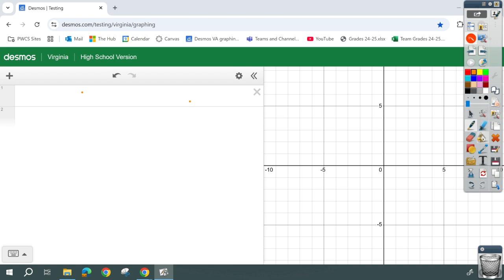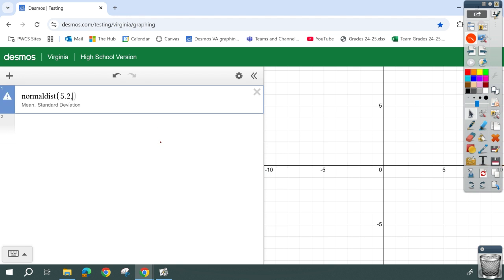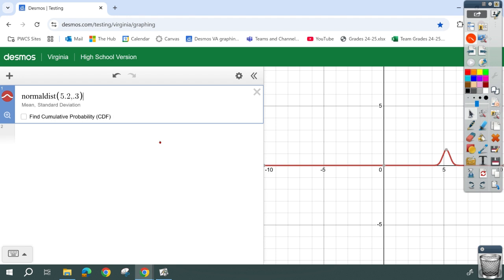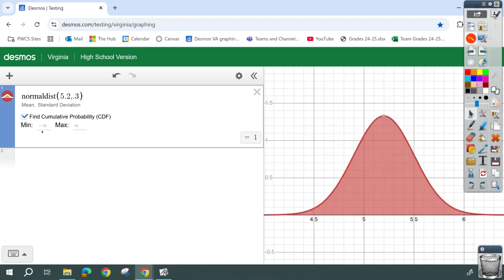I need to get rid of my pen tool. Just know I'm testing out a new program here. So if I make a couple mistakes, that's why. So my mean was 5.2, standard deviation of 0.3. Click that cumulative probability. We can click that little zoom fit so we can see and make sure that our picture looks close to what this picture was. Minimum was negative infinity. Maximum was 5.4. So it should look similar to what we've drawn.